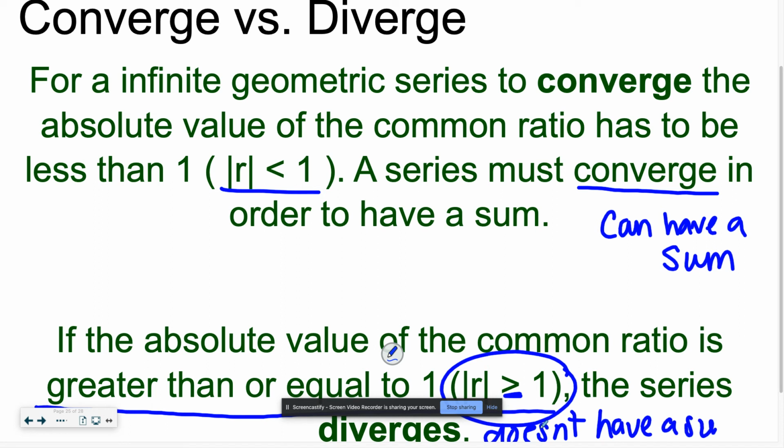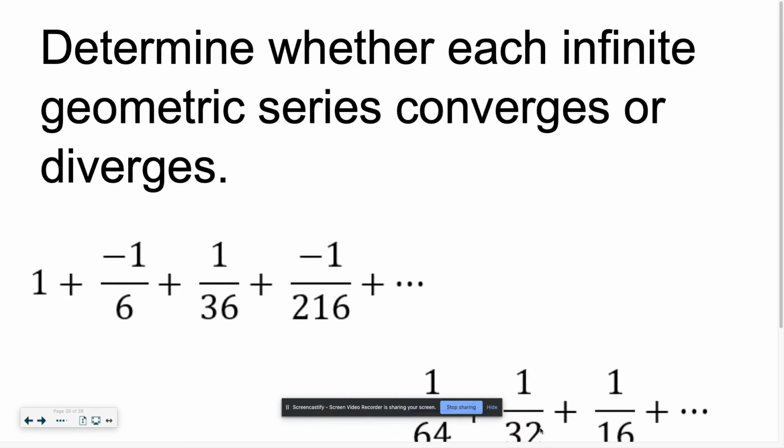So when you answer these questions, you're going to first tell me if it converges or diverges, and then from there, you're going to tell me if it has a sum. If it does, you're going to give it to me. If it doesn't have a sum, you're just going to say it does not have a sum. So again, make sure you're filling that in. If you need to pause.